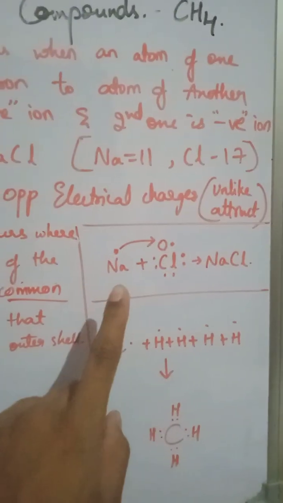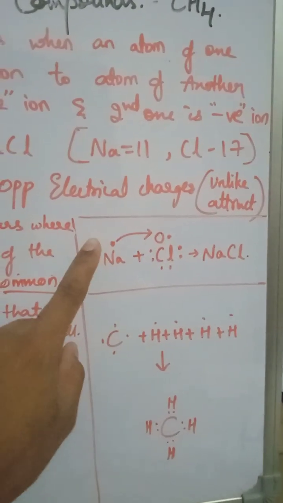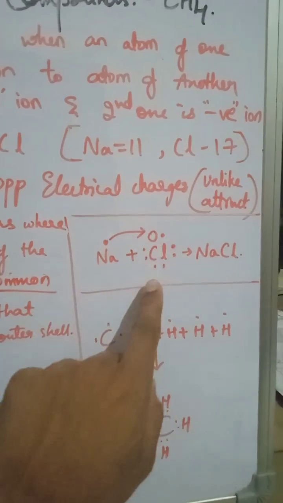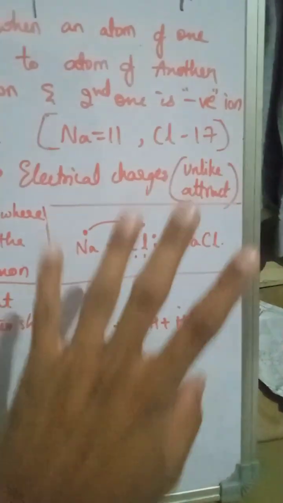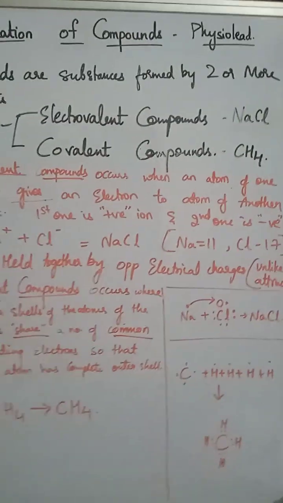Here we see sodium has 1 extra electron. This extra electron is given to the chlorine, which is electron deficient. Thus it will become sodium chloride. So this is all about your compounds.